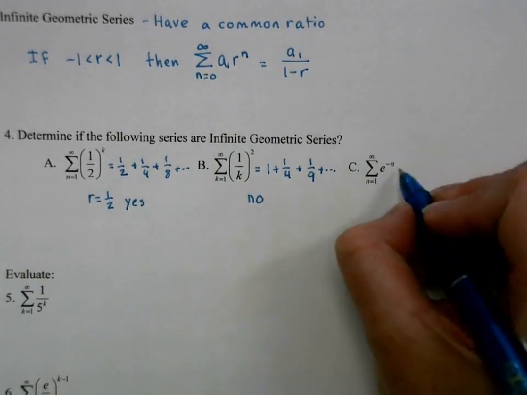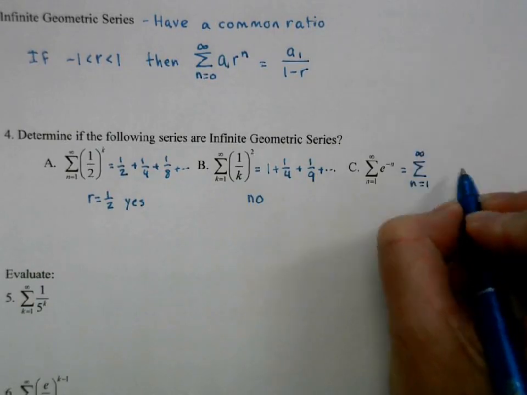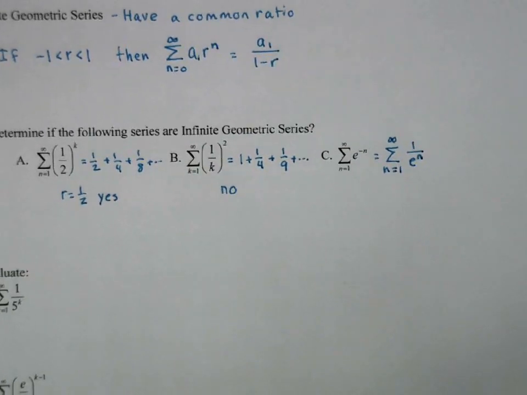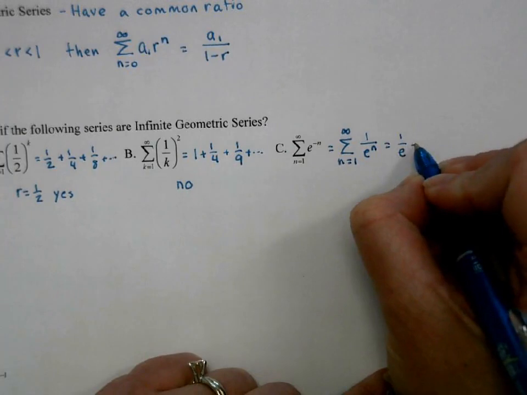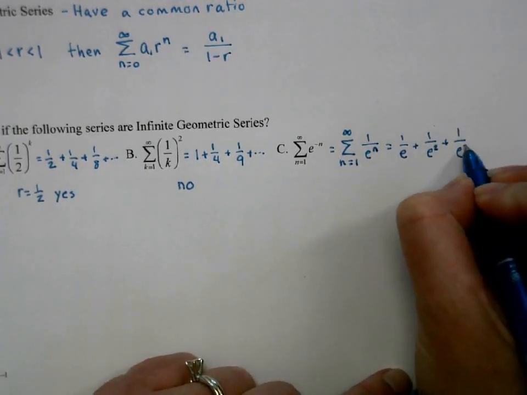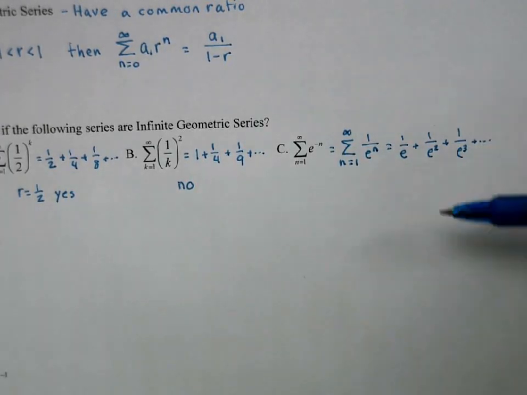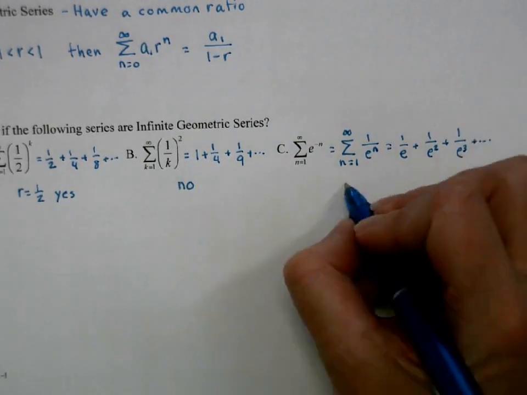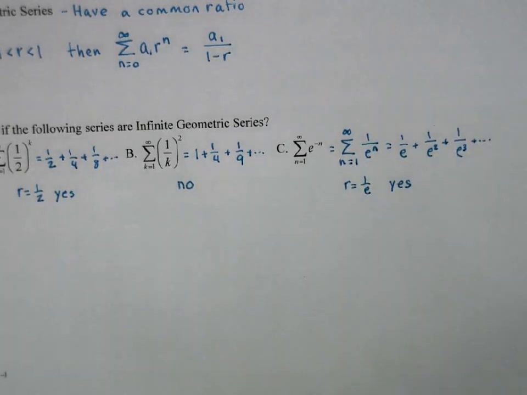This one I can rewrite as 1 over e to the n. Remember, e is just a constant. If I plug in 1, we'll get 1 over e. If I plug in 2, we get 1 over e squared, e cubed, and so on. So when we're multiplying, you'd multiply this by 1 over e to get this, multiply this by 1 over e to get this. So we do have a common ratio. So this one is an infinite geometric series.